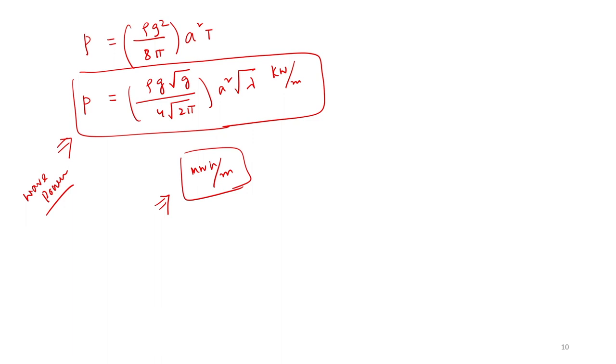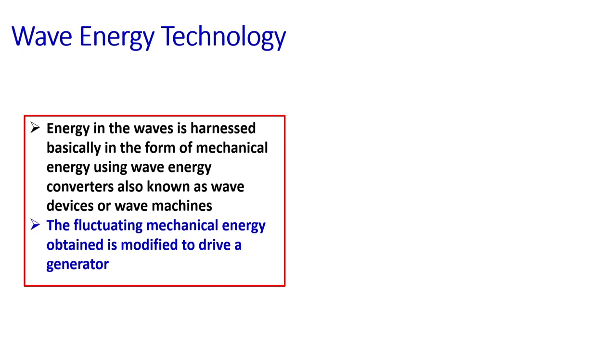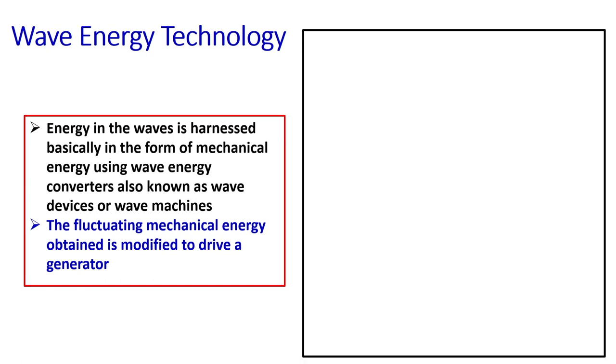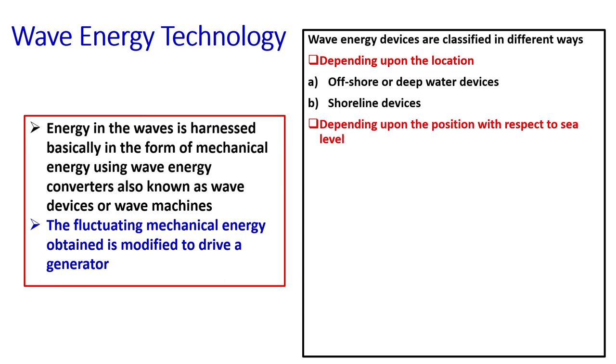Now let us move to the different schemes by which we can harvest this energy. Energy in the waves is harnessed basically in the form of mechanical energy using wave energy converters, also known as wave devices or wave machines. The fluctuating mechanical energy obtained is modified to drive a generator to produce electricity, right? So there are different ways of doing the classifications. First is depending upon the location. It may be offshore or deep water devices, or maybe shoreline devices. And depending upon the position with respect to the sea level, we can have floating device, submerged device, or maybe partially submerged device.